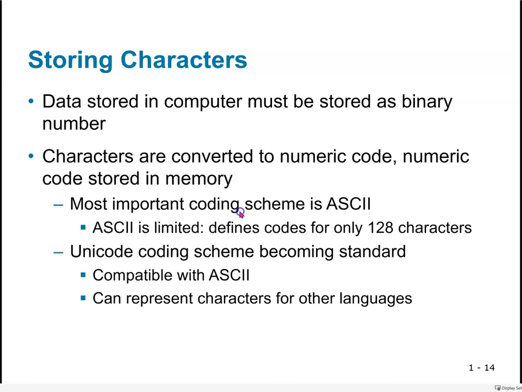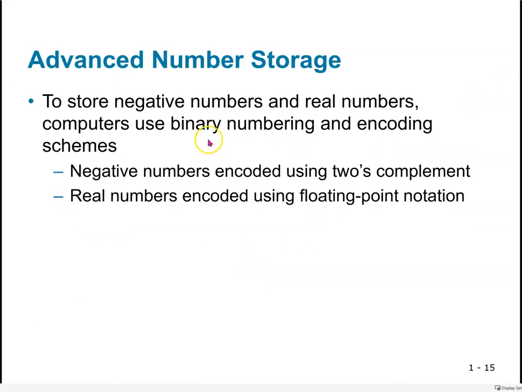Okay. From here, storing characters. Data stored in a computer must be stored as binary numbers. Characters are converted to numeric code. Numeric code is stored in memory. The most important coding scheme is ASCII. It's limited to 128 characters, so it is limited. A newer scheme called Unicode doubles the space, so it can store thousands of characters like Chinese, Japanese, Hebrew, etc.